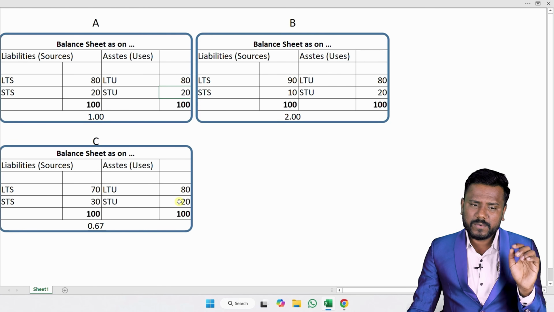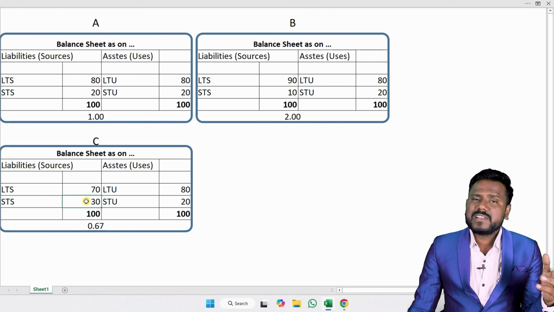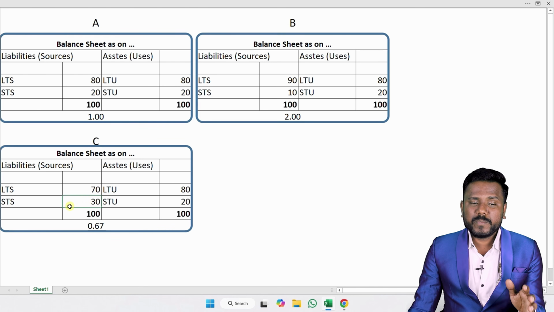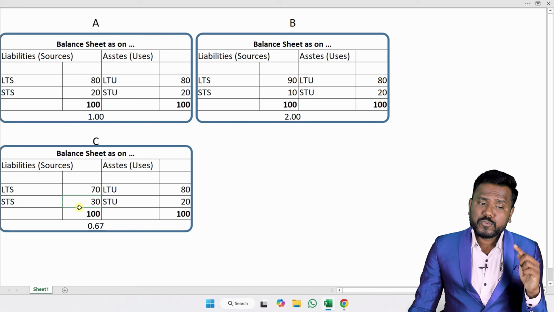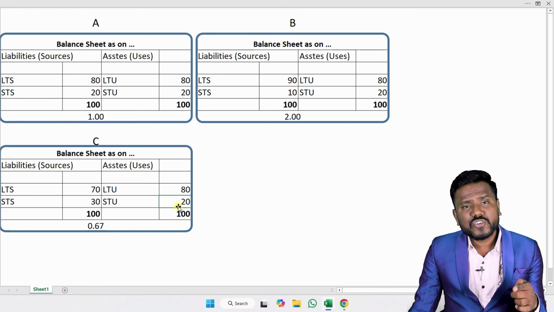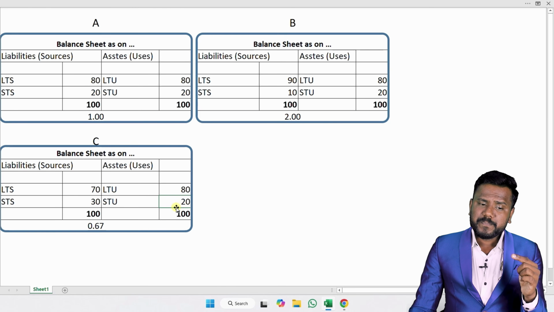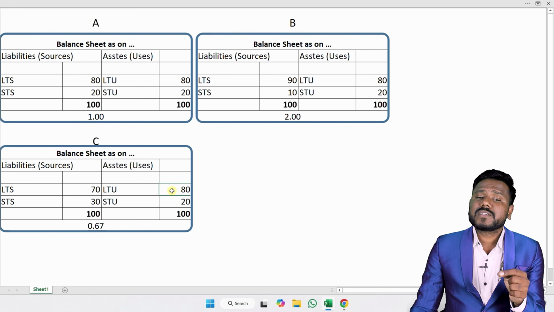Assume that tomorrow these lenders are expecting money from you. There is some creditor to whom you are supposed to pay 30 rupees, you have to pay them. To pay them, how much money you have in cash is only 20 rupees. So, when somebody is expecting money in the near future, to pay 30 rupees, because you have only 20 rupees, you need to again consume the long-term uses.